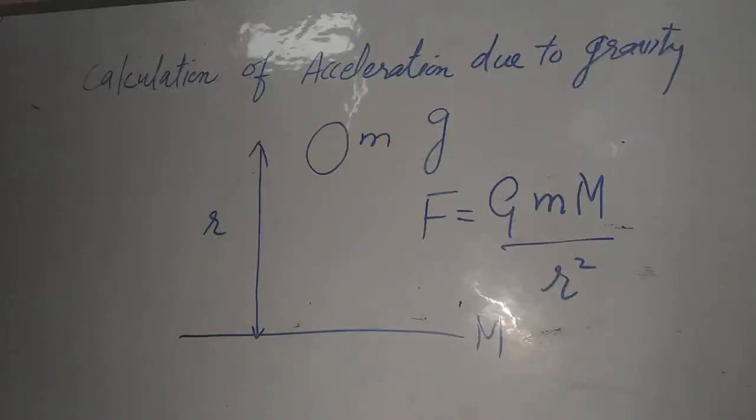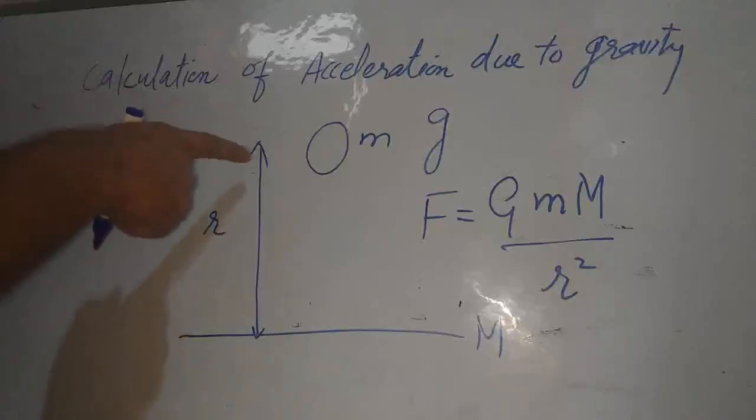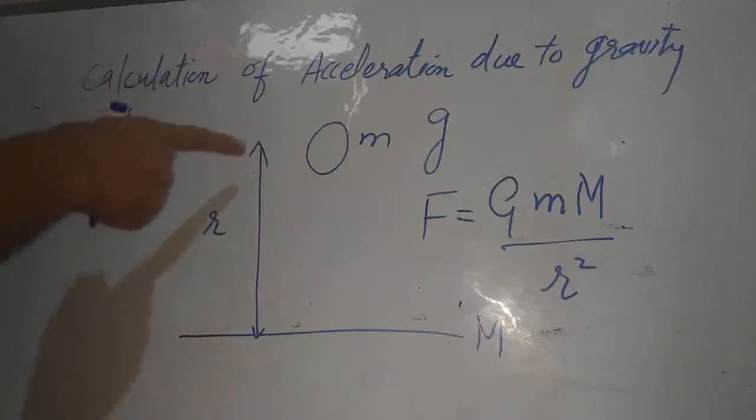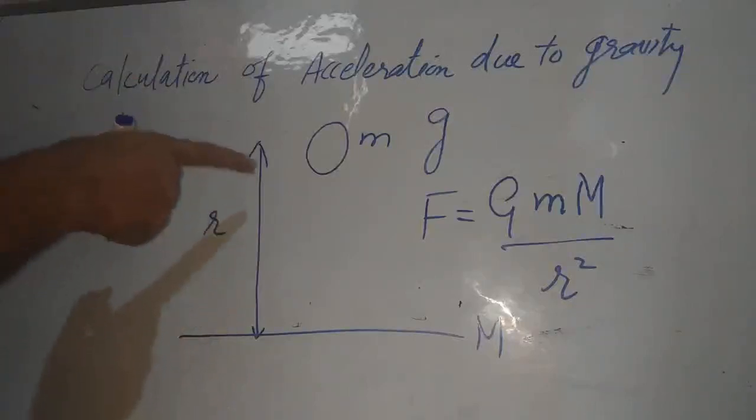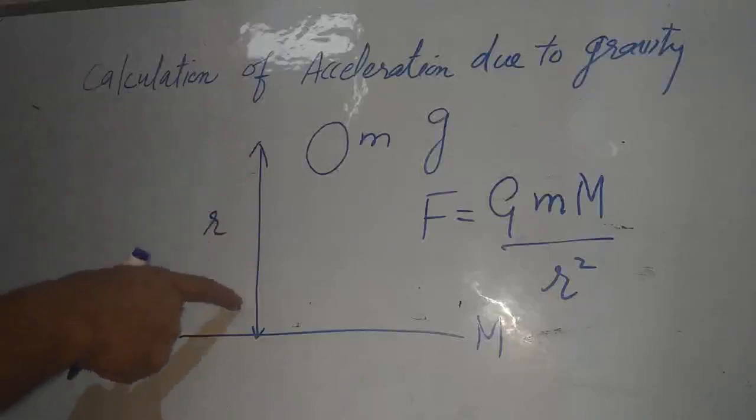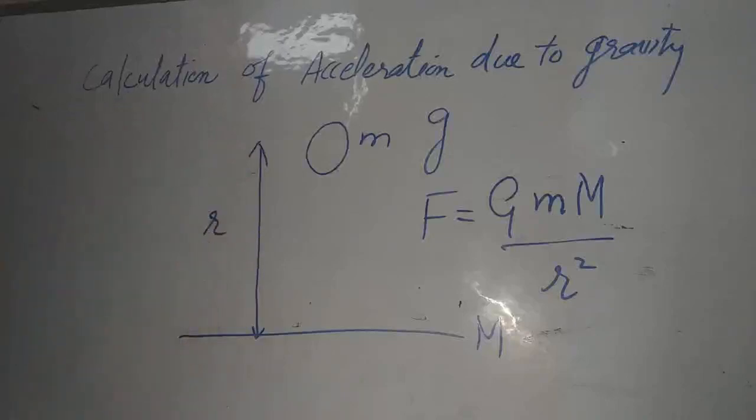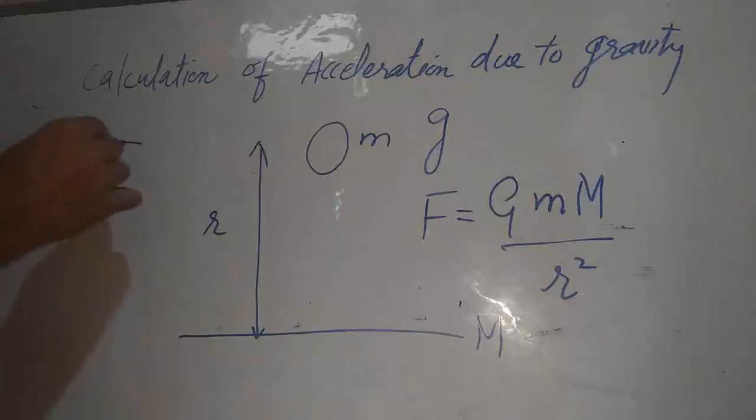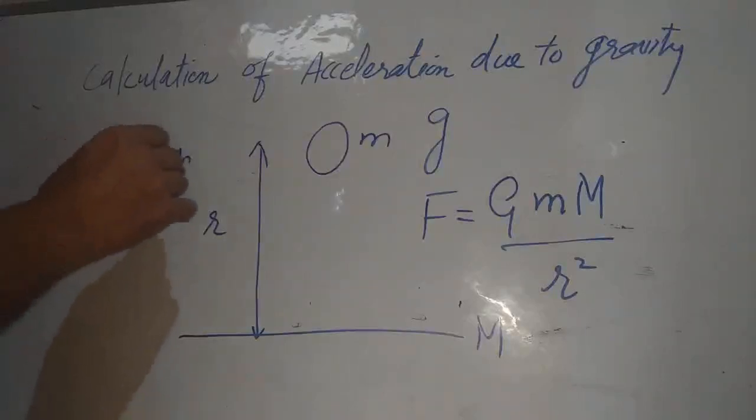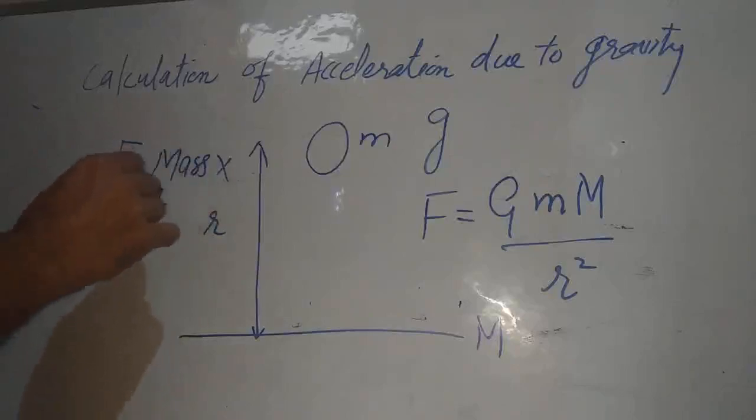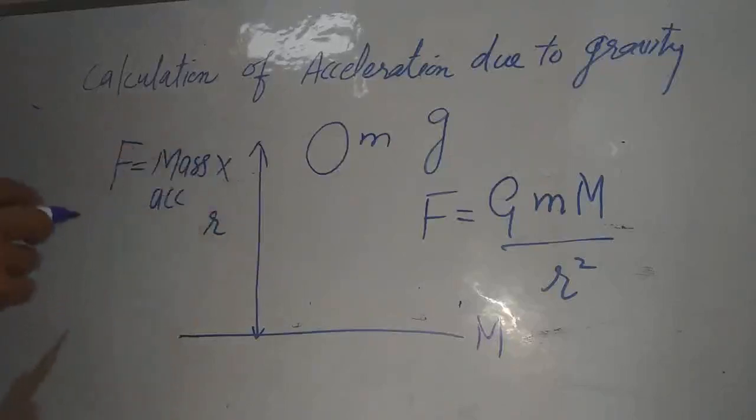So let's calculate. The force exerted by Earth produces an acceleration. It will produce an acceleration in the body due to which it will move towards it. And from Newton's second law, we know that force is equal to mass times acceleration. This is from Newton's second law of motion.